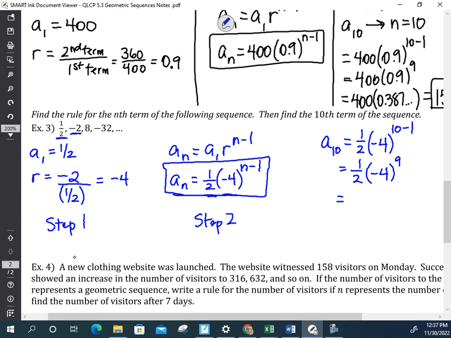So now you're just doing some basic solving. -4 raised to the 9th power is -262,144. So -131,072. Again, remember, these numbers have the potential of getting very big very quickly. So be careful.